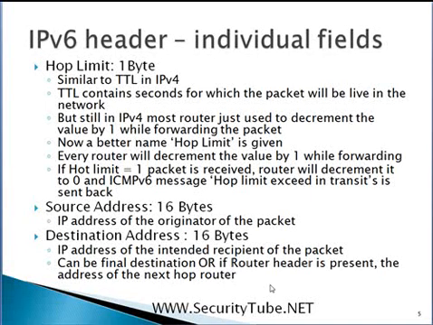And here come the last 2 fields of the IP header, which occupy most of the size of the IP header. Source address, which is 16 bytes, is the IP address of the originator of the packet, and destination address, which is again 16 bytes, is the IP address of the intended recipient of the packet. It can be the final destination, or if the routing header is present, then the address of the next hop router.